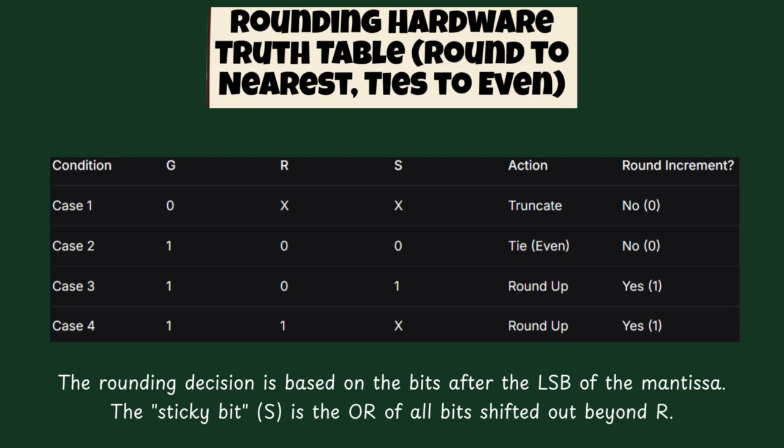Rounding hardware. In round to nearest ties to even, the decision depends on 3 bits: the guard bit, the round bit, and the sticky bit. The sticky bit is the OR of all bits shifted out during alignment. Based on the combination of these bits, the rounding unit decides whether to increment the mantissa.